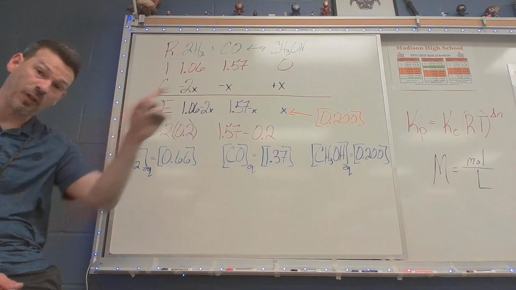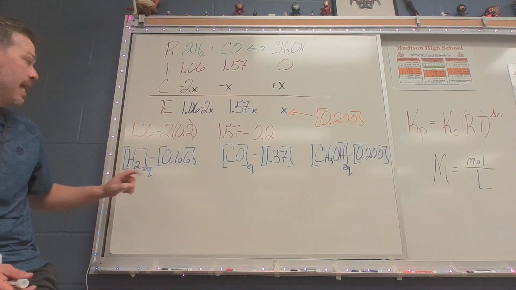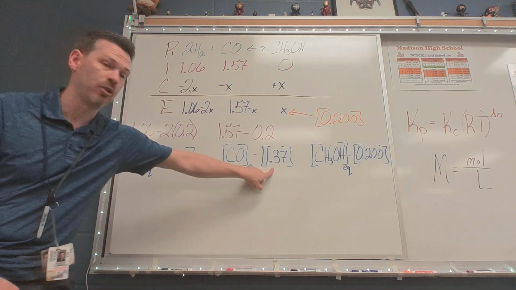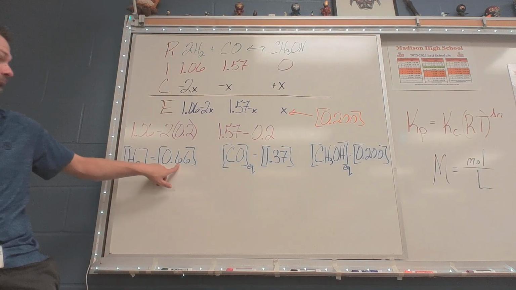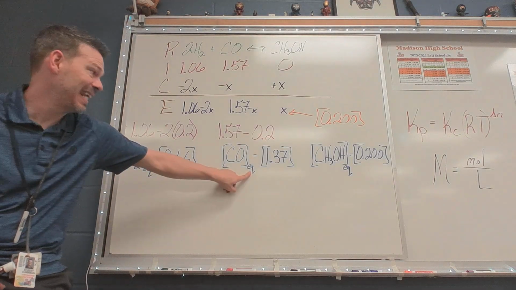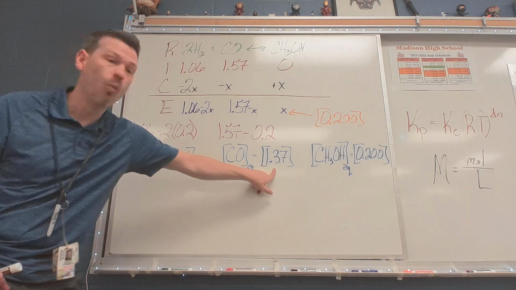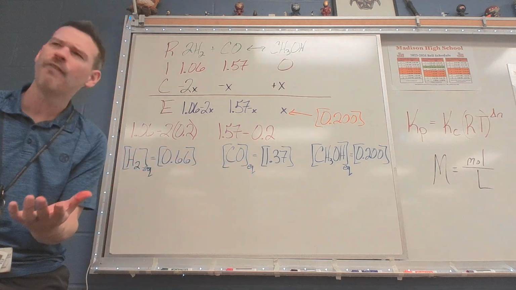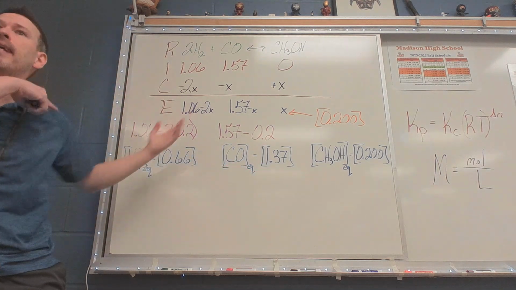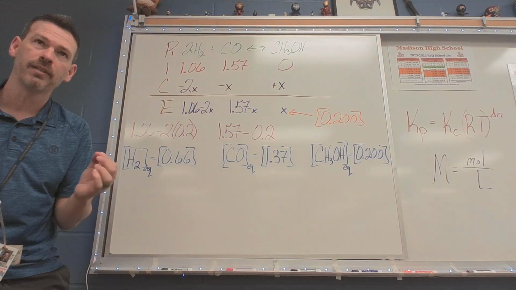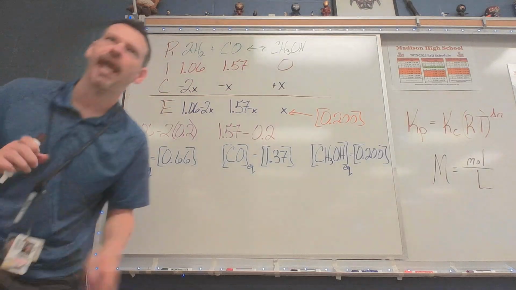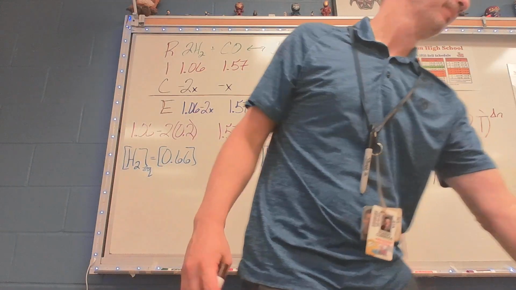Now, I want to point out that the question, if you look back at the screen, it wants those two numbers. The question asks for three things. It says, what is the equilibrium concentration of H2? 0.66. What is the equilibrium concentration of CO? 1.37. So if you're doing an FRQ, make sure you indicate that those are two of the three answers. But what else does it want? It wants K. So now we're back to yesterday.